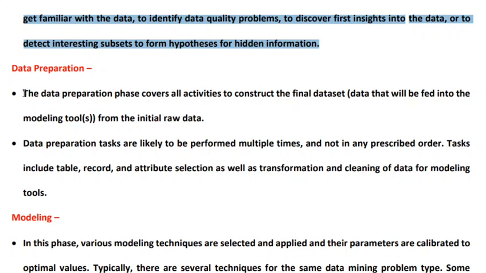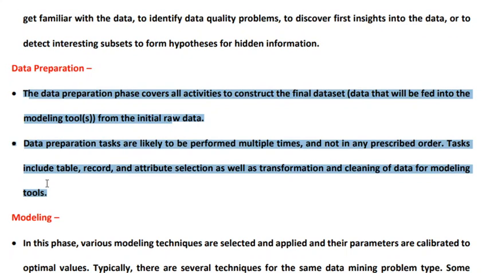Now the data preparation phase covers all the activities involved in constructing the final data set, the data set that will be used for modeling. So this is what data preparation is all about. As I've already said, it covers all the activities used for constructing the final data set that will be used for data modeling. The tasks performed during data preparation are creating tables, records, appropriate attribute selection, as well as transformation and cleaning of data for modeling tools. This is a very important phase in CRISP-DM that prepares the data for processing.